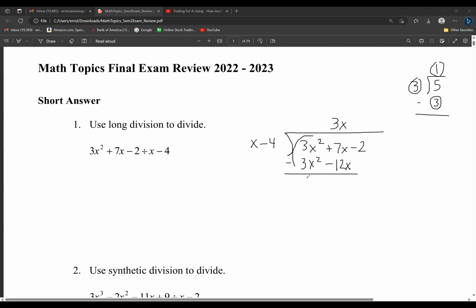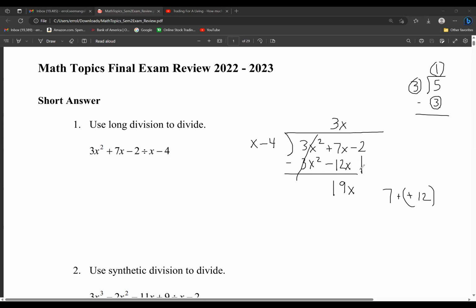You're talking about this first term right here? Yes. Yeah, it'll cancel out. So it's just zero. Yeah, that first one will cancel out. Then 7x minus 12x is what? 7 minus 12? Negative 19, right? So this would be negative 19x. And then what do you do with the minus 2?